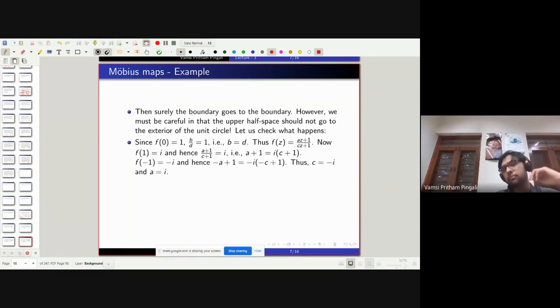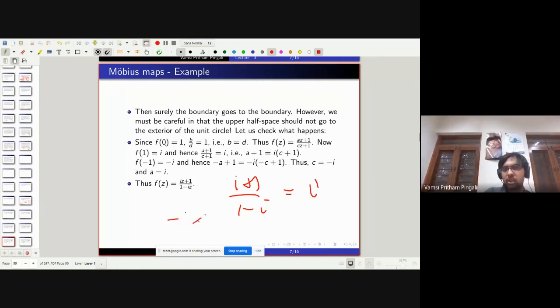So in other words, the bottom line is f of z equals iz plus 1 divided by 1 minus iz. I claim this does the job. Let us just verify. Let's see. f of 0 is 1. Great. f of 1 is i plus 1 over 1 minus i, and this is indeed i. And f of minus 1 is minus i plus 1 over 1 plus i. Yeah, this is also minus i.